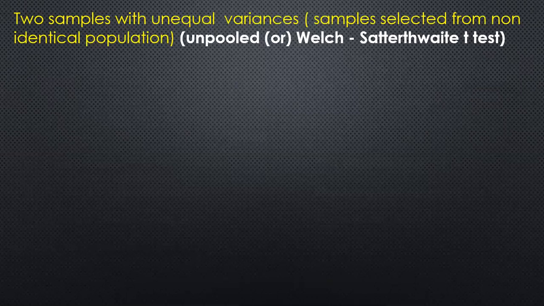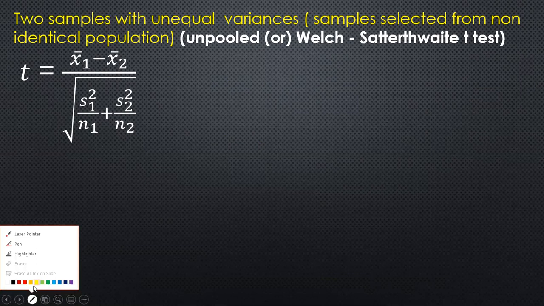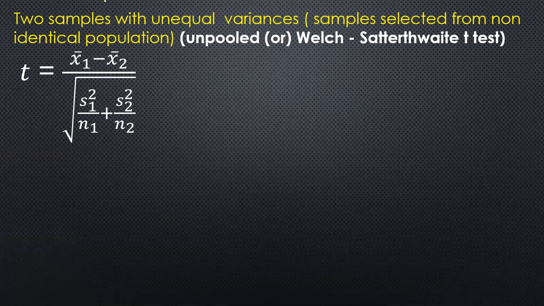Now, when we go for an unpooled or Welch test here, we are going to use this formula. Here you see there is no combined standard deviation. The standard deviation of the first group is given, and the standard deviation of the second group is also given. There is no combined standard deviation. So this is the standard deviation of the first one, the standard deviation of the second one, each of which is squared inside the square root. You have to note it down here.